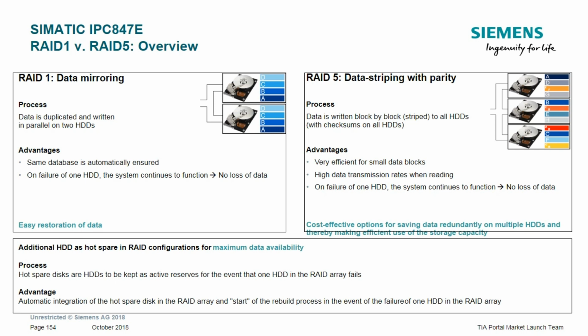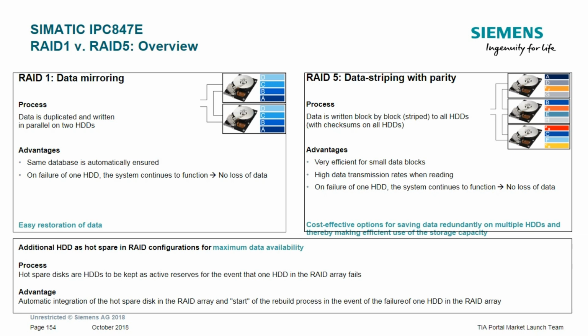We also still support the RAID functionality. I don't want to tell that much about it. We have RAID 1 and RAID 5. RAID 1 is the data mirroring, so you duplicate and write everything in parallel to 2 HDDs. RAID 5 is written block by block on all HDDs. So in that case, when one of the HDDs has a failure, the other one still writes all the data, so no loss of data, which is a relevant setup. Also supported for the IPCs.